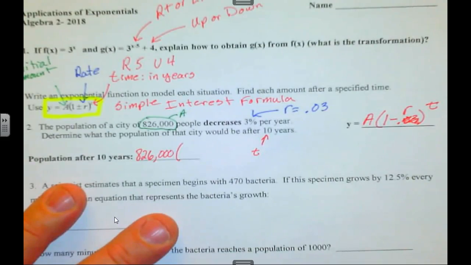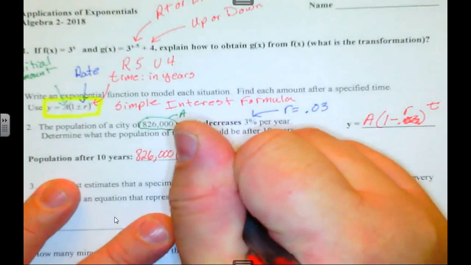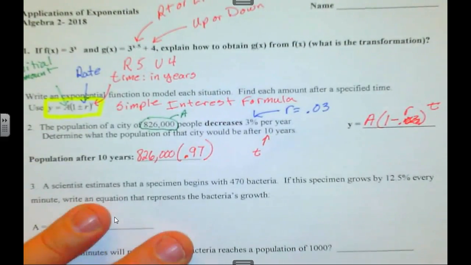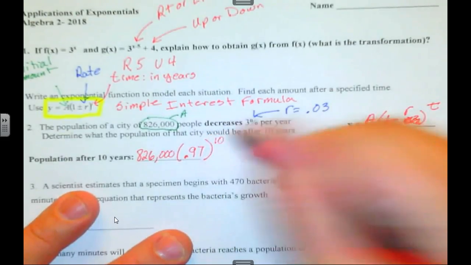1 minus 0.03. You guys are juniors, you should be able to do this in your head. Come on, you can do it. 1 minus 0.03. 0.97. Okay, raise. Did you really? Oh, fantastic. And my T is 10.